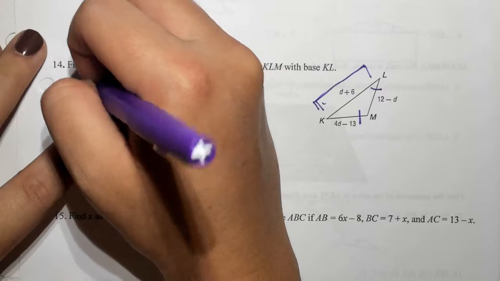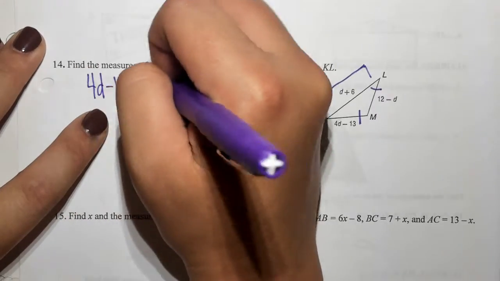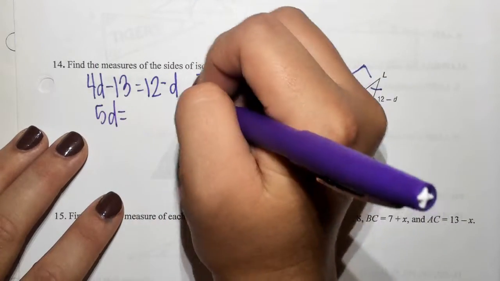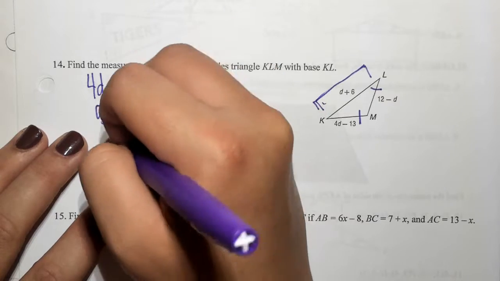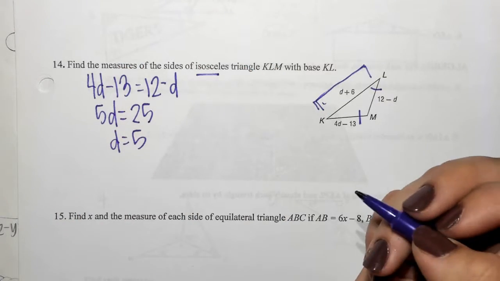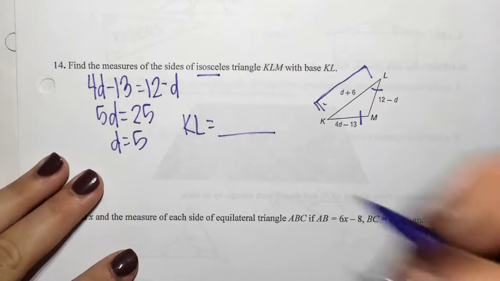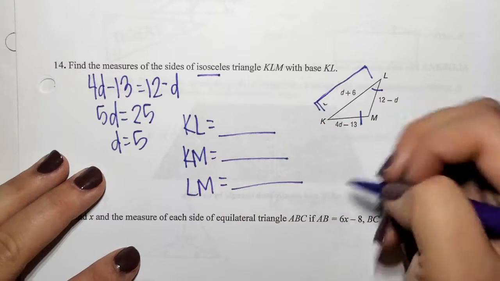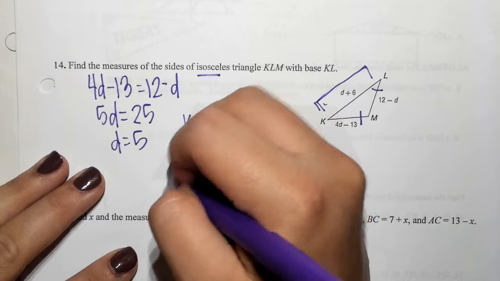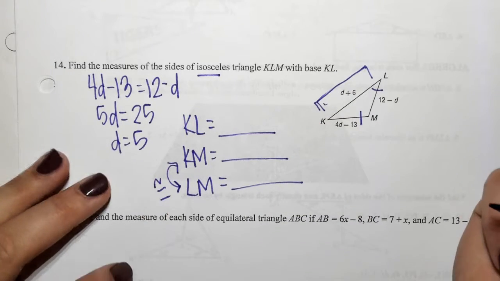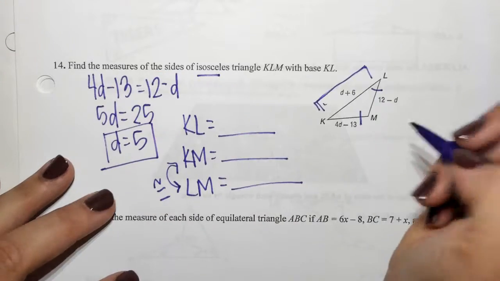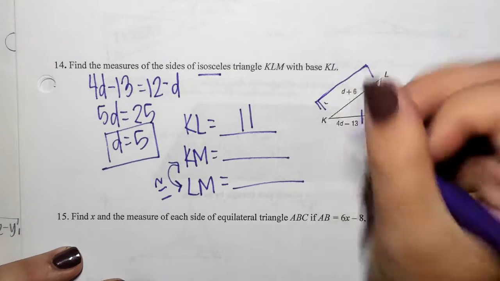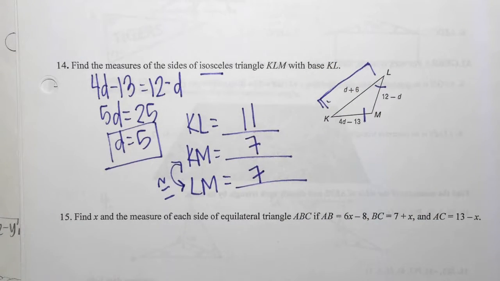So, to solve for D, 4D minus 13 equals 12 minus D. So I get the same thing.